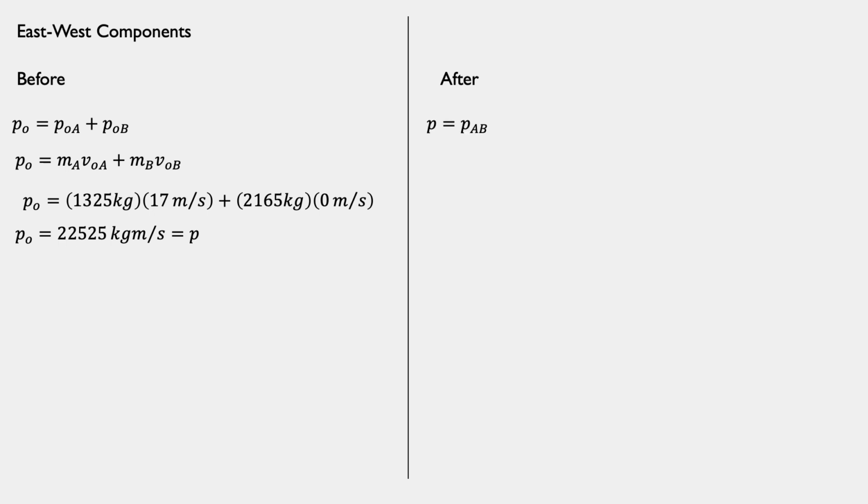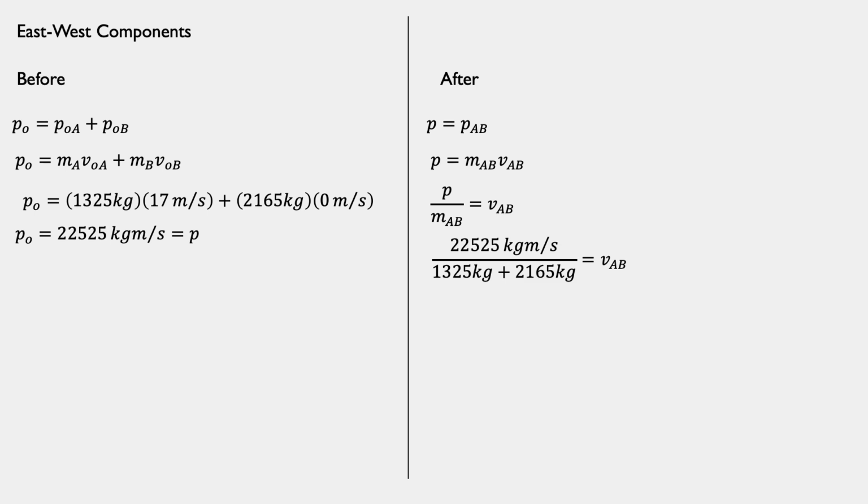Now afterwards, our objects are stuck together, so our final momentum is just equal to the momentum of those 2 stuck together. So we can replace that with mass times velocity, divide both sides by the mass, substitute values in, knowing that our mass is the addition of our 2 masses, and we know that we have an eastward component of velocity of 6.45 meters per second.